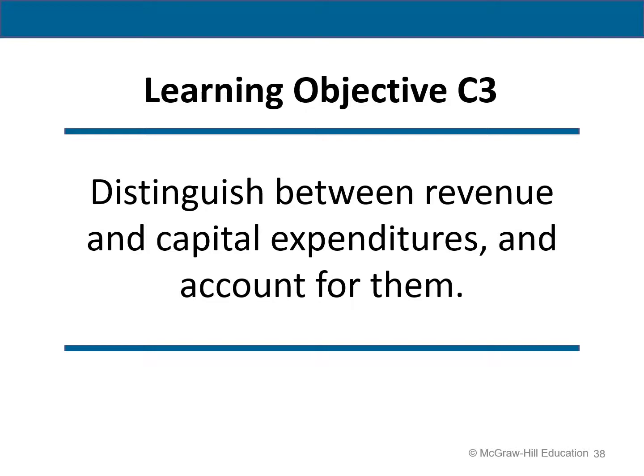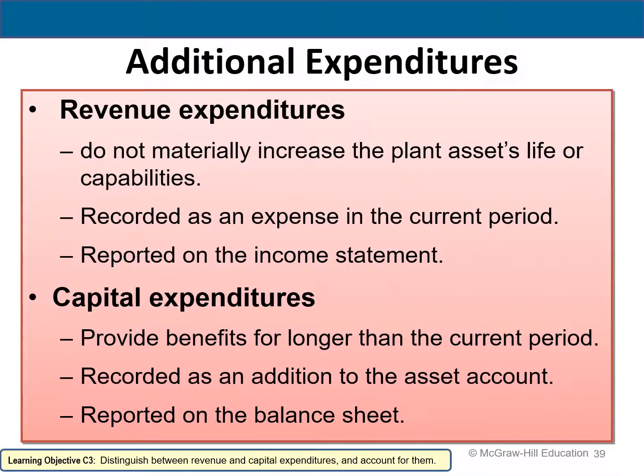All right, distinguishing between revenue and capital expenditures and how to account for them. Revenue expenditures don't materially increase the plant's asset life or capabilities. They're recorded as expense in the current period, and they're reported on the income statement, whereas capital expenditures provide benefits for longer than the current period, and they're recorded as an addition to the asset account and reported on the balance sheet.